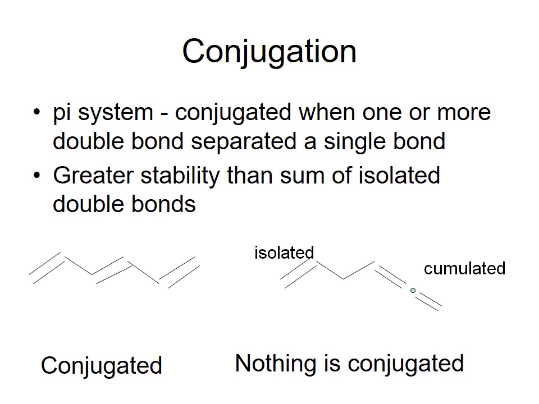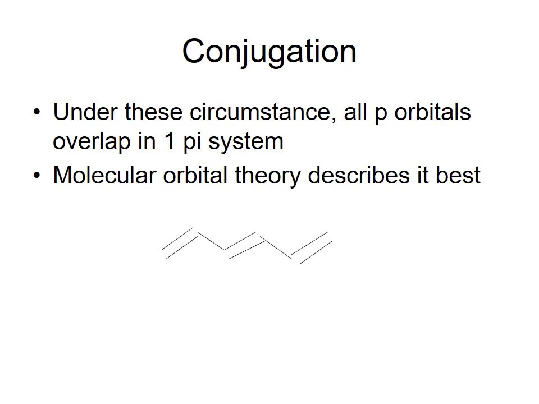Conjugated systems have special stability. They have lower energy than the sum of isolated double bonds. Not as low as an aromatic system, but still lower. When we look at a conjugated pi system, as in benzene, any aromatic system, all the p orbitals are in one pi system. And when it's conjugated like this, even though it doesn't come around and connect on itself in a ring, all the p orbitals are in one pi system. And the way that we describe this is with molecular orbital theory.